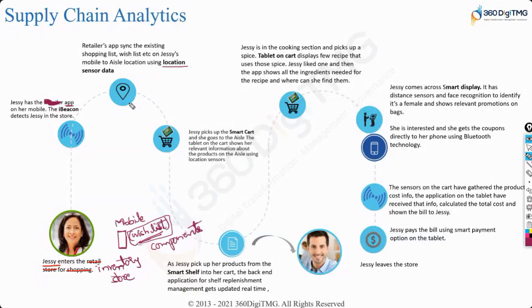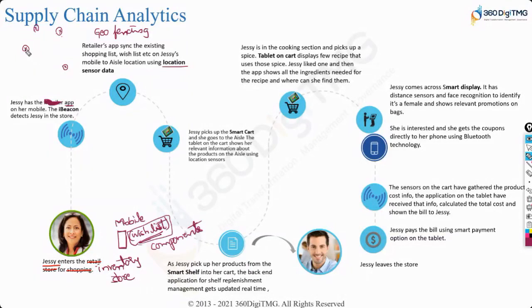So the moment she enters the store, automatically her mobile app synchronizes, and within the store there is something called geofencing. Using geofencing, it will route her, saying that, okay, she wants to pick 5 components. One component is here, another component is here, third component is here, fourth component here. In that way, different components are there.